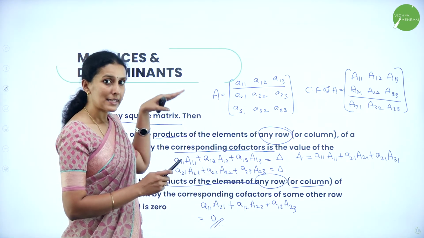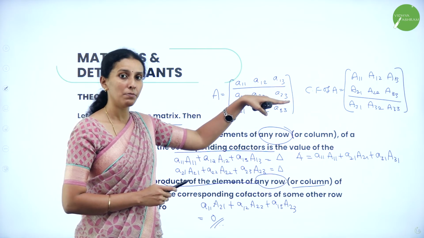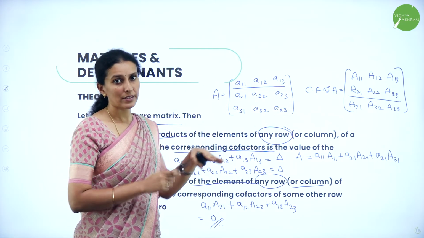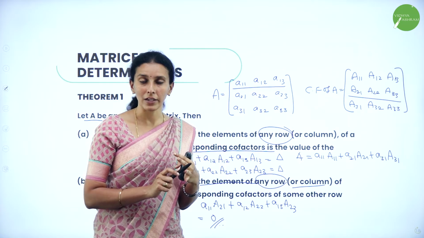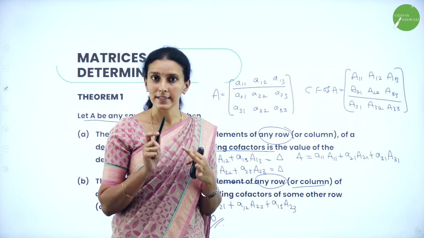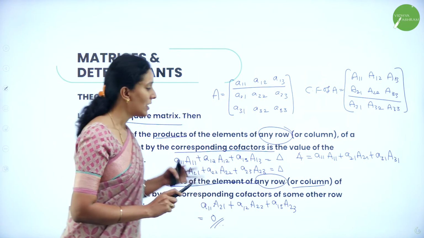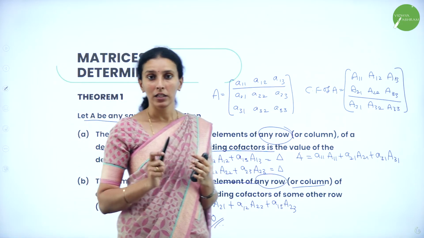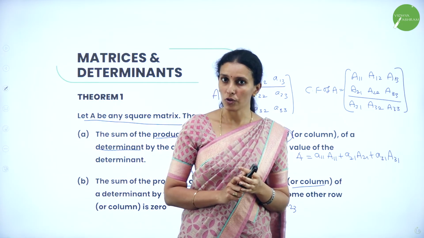If you multiply the same row with the same corresponding row in the cofactor matrix, the value will be equal to the determinant value. In all the other cases, it is 0. So this is what the theorem says, and we can verify this with an example also.